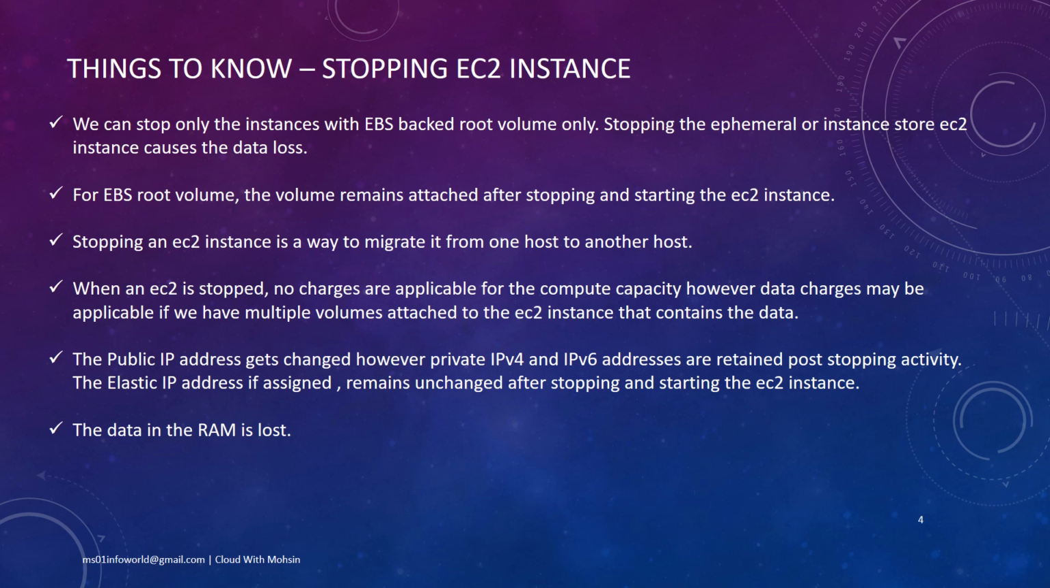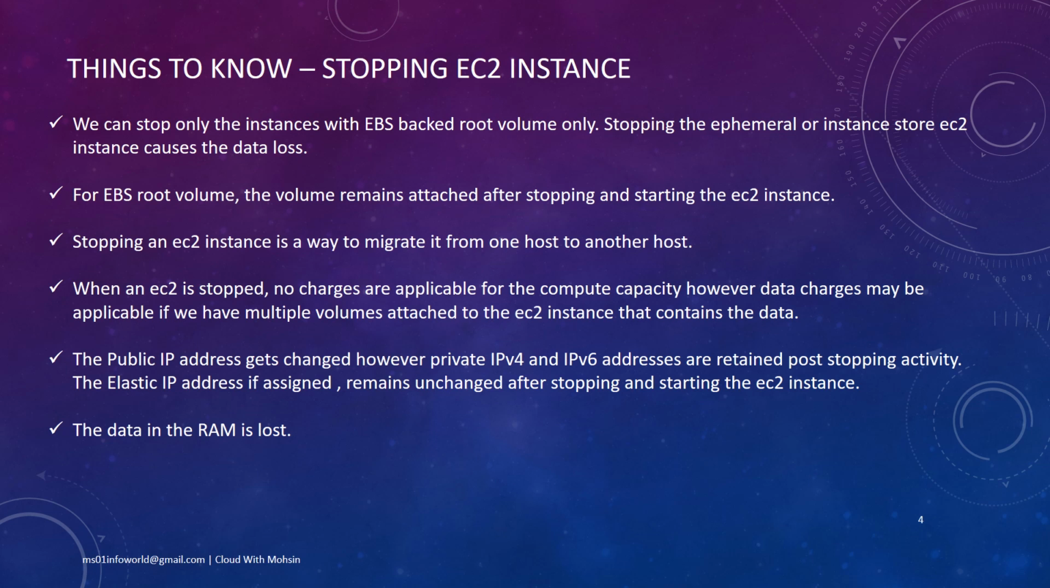For an EBS root volume, as we discussed, the volume remains attached after stopping and starting the EC2 instance. Stopping is a way that we can migrate the underlying host from one host to another host. As we covered previously, during the pending to running state, some activities happen at the backend. It will check if the host is healthy and if it is connected with the network, power, and storage, etc. So once we stop it, if a particular host was being used previously, then after stopping the EC2 instance, it will be migrated to another host. This is the important thing here.